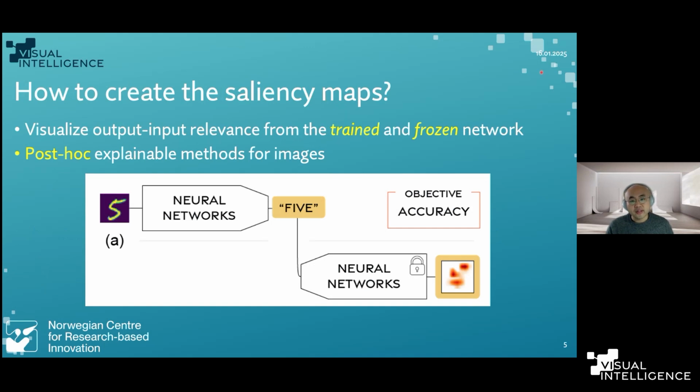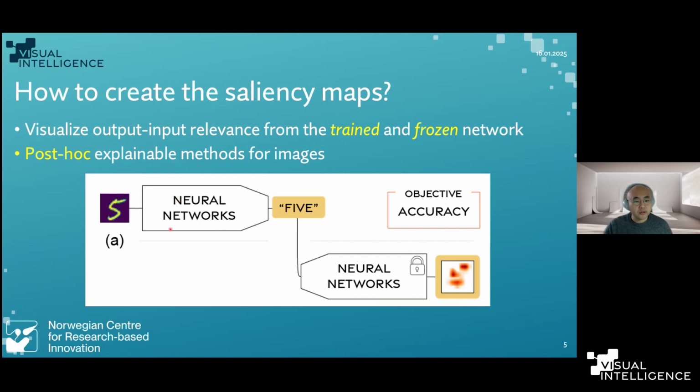Okay, then how can we create the saliency maps? Basically, we visualize the output-input relevance from the trained and frozen network. This is often called the post-hoc explainable method for images. Hopefully this figure helps to give some understanding of this.